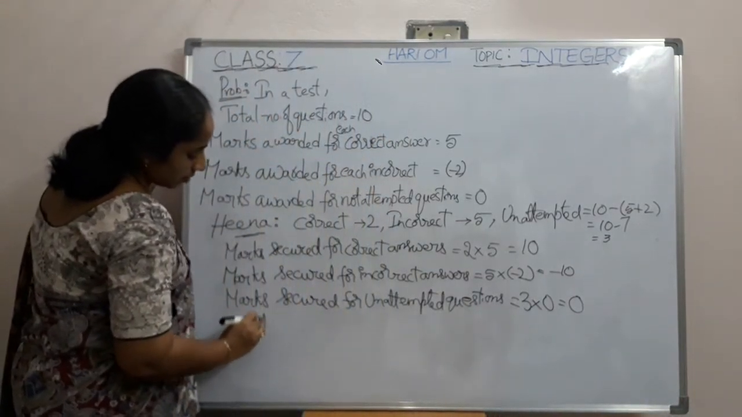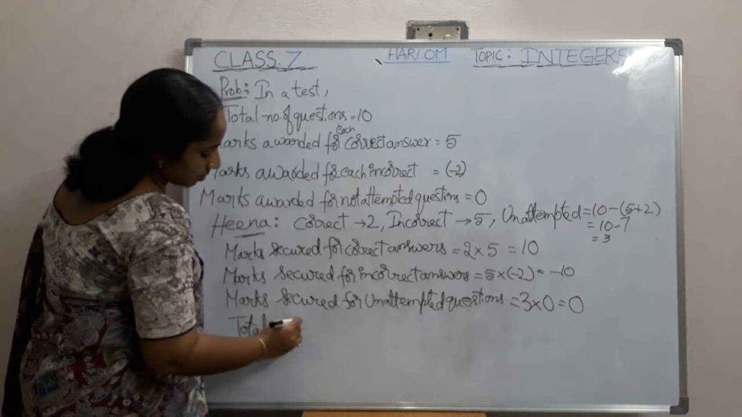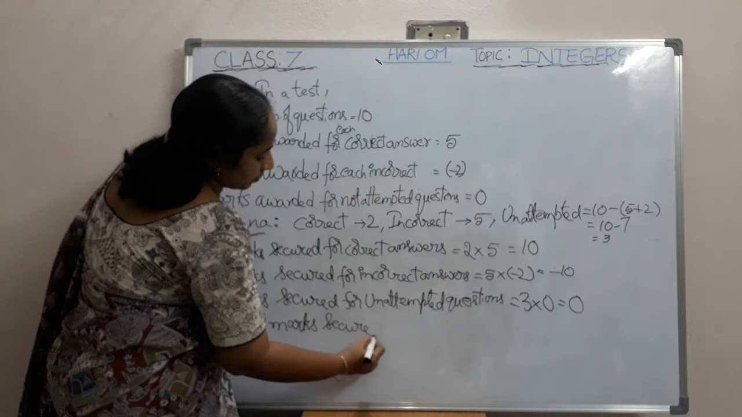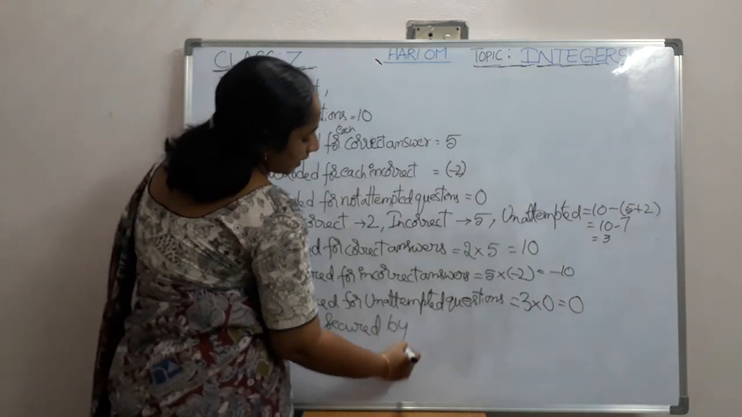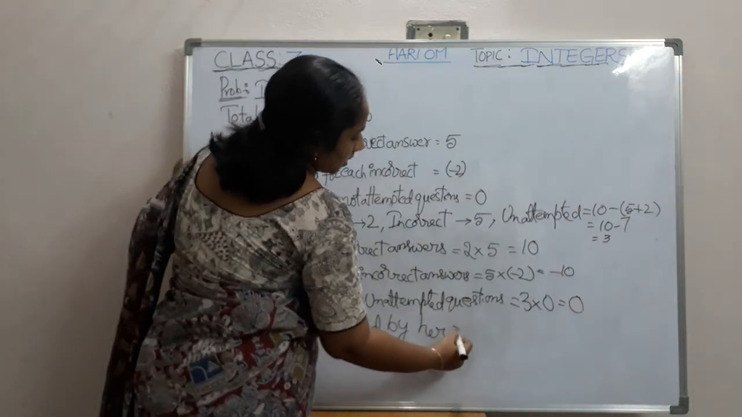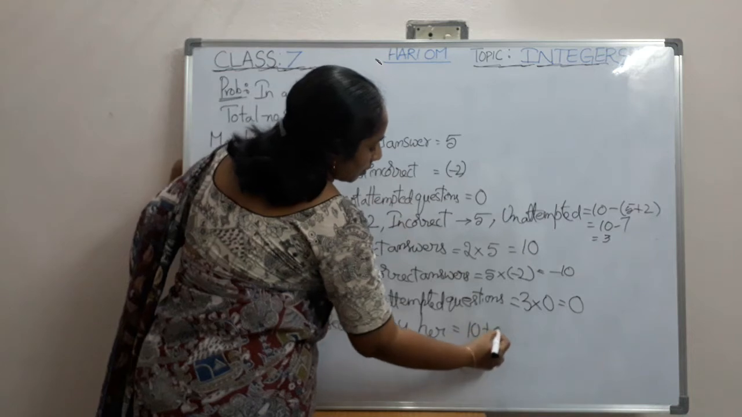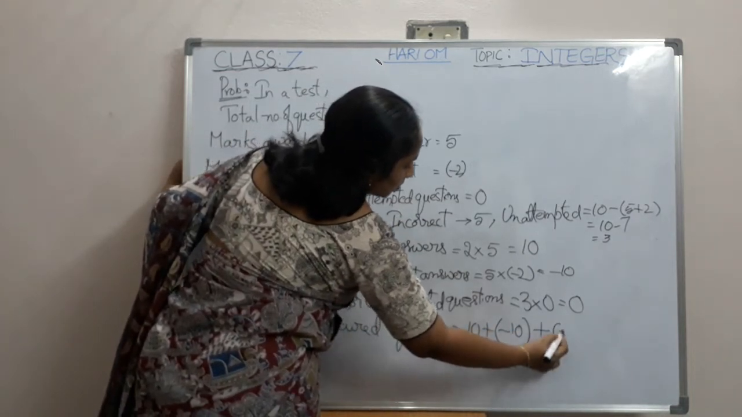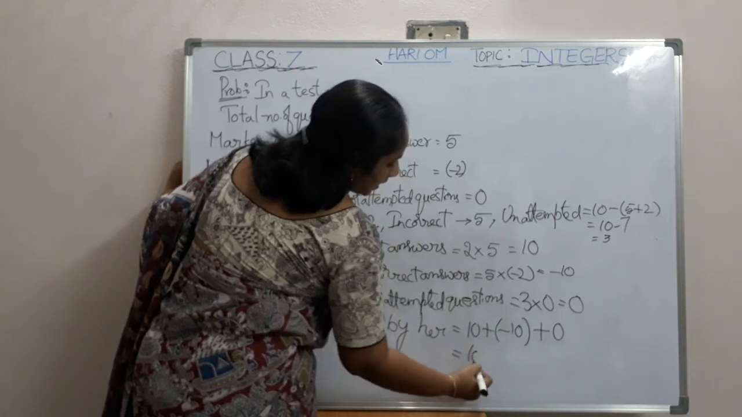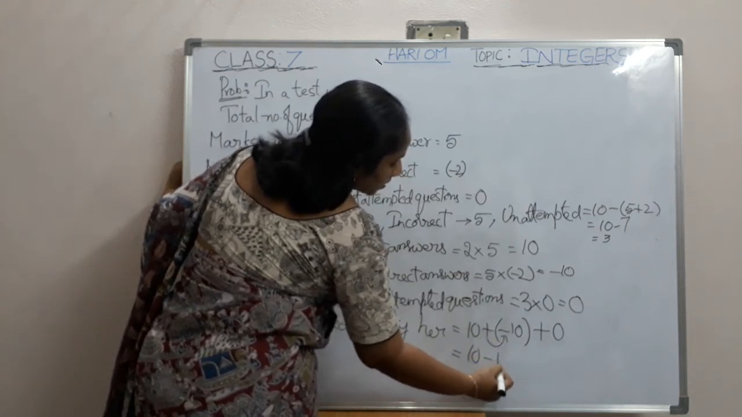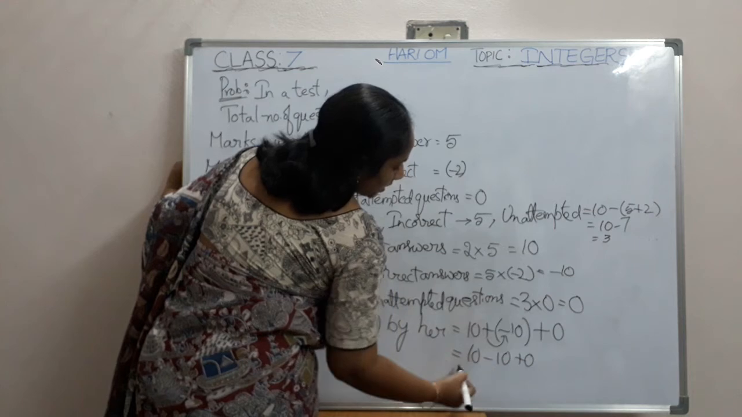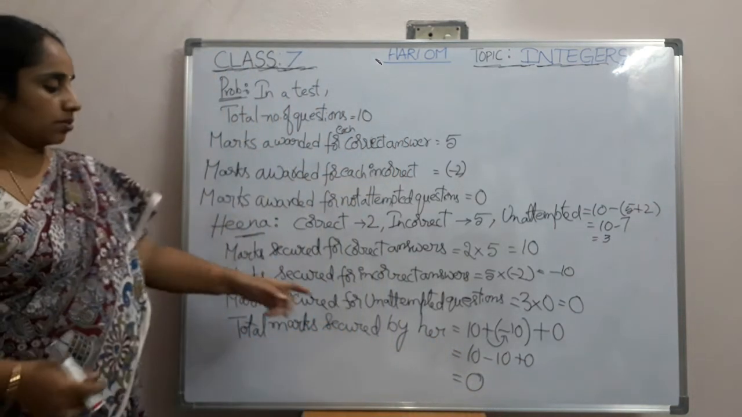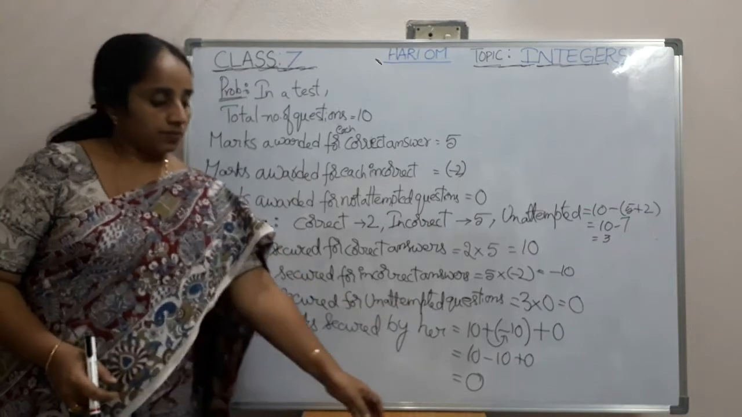Total marks secured by her is equal to 10 plus of minus 10 plus 0. It is 10 minus 10 plus 0. So her score was 0.